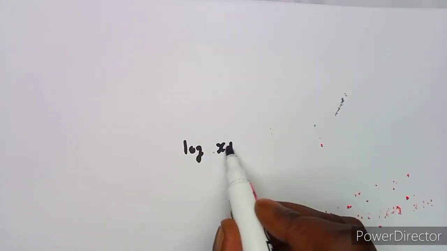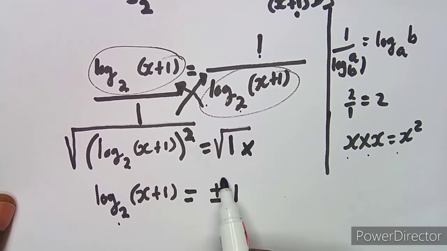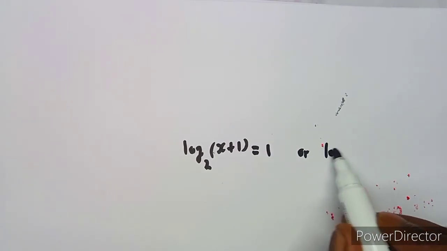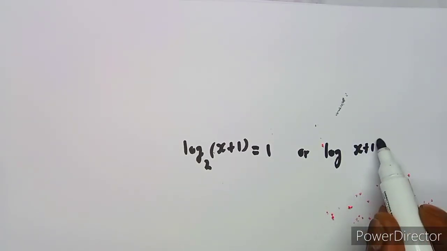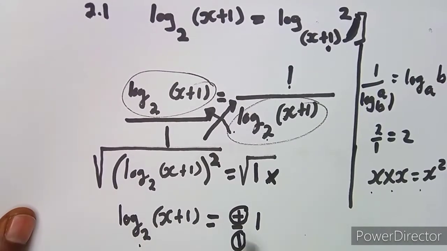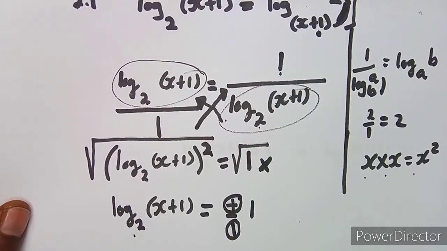Log of x plus 1, the one that we have in base 2, this one, being equal to plus 1, and another one equal to minus 1. So it's going to be equal to 1, or another one of log of x plus 1 in base 2 being equivalent to minus 1, like that. So that is the whole concept of the question.